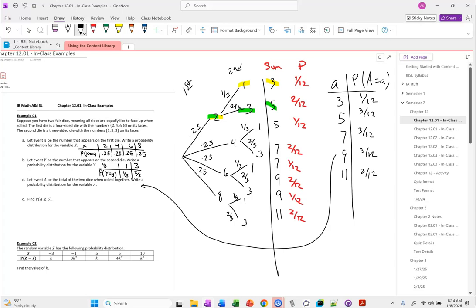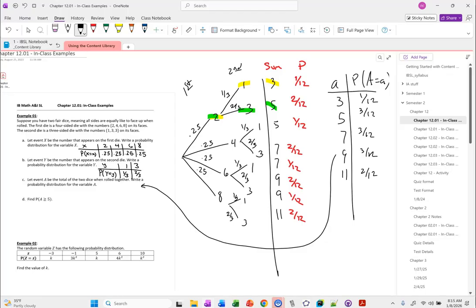Everybody feel okay with what we did there? What's the hardest part? Building out the tree diagram and making sure everything is counted correctly. But the actual mathematics we did, all we did is multiply and add stuff, right? There's no complicated algebra. It's just making sure that we understood the situation enough to build the diagram and get the information we needed out of it, right? So far so good.